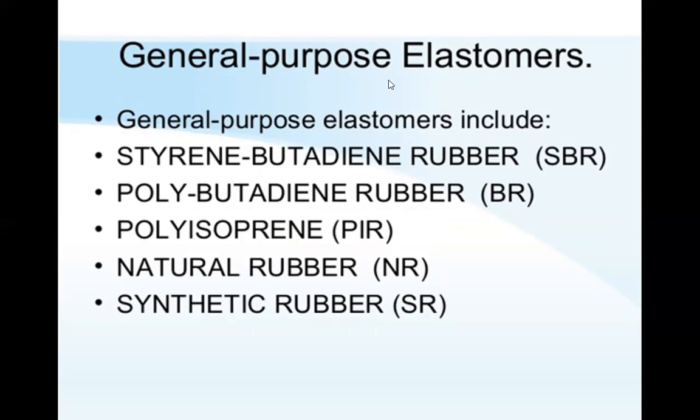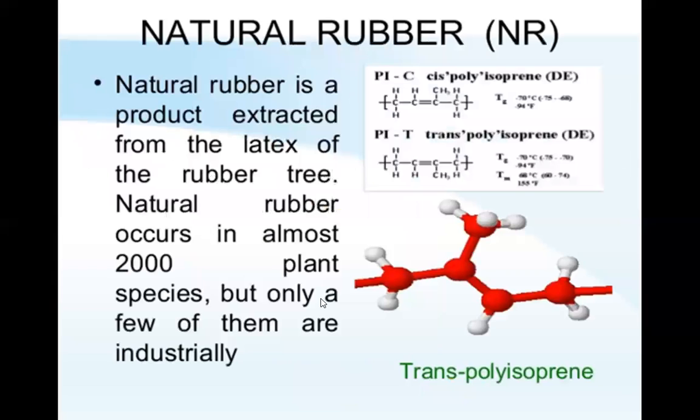Then the general purpose elastomers are styrene butadiene rubber, polybutadiene rubber, polyisoprene rubber, natural rubber, and synthetic rubber. Coming to natural rubber. What is natural rubber?